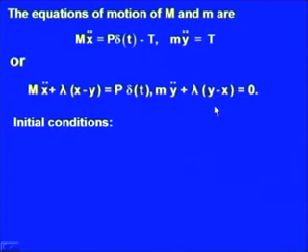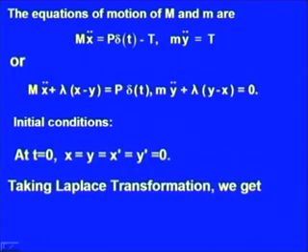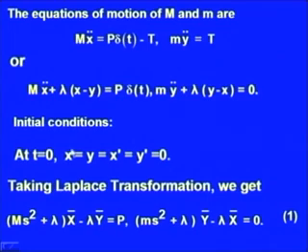The initial conditions are at t equal to 0, x is 0, y is 0 and both the masses were at rest. So, x dash and y dash are also 0, where x dash is the derivative of x, that is dx by dt, and y dash is dy by dt. Now, let us take the Laplace transform of this equation.